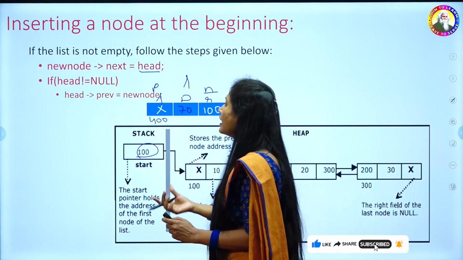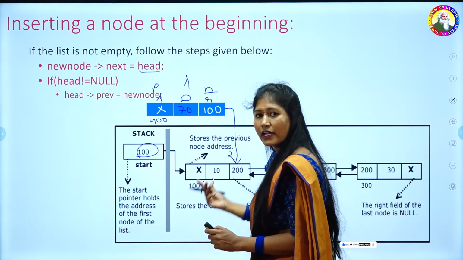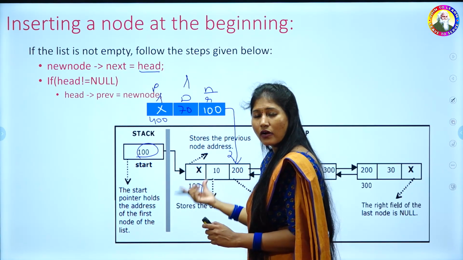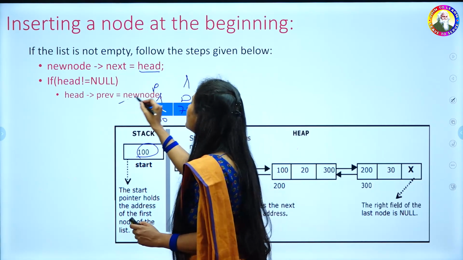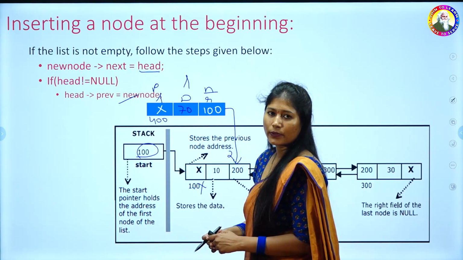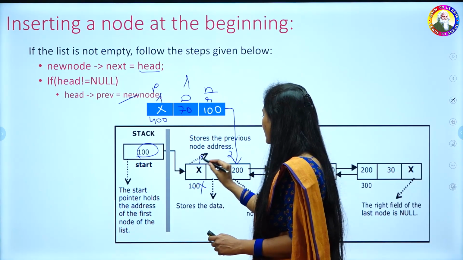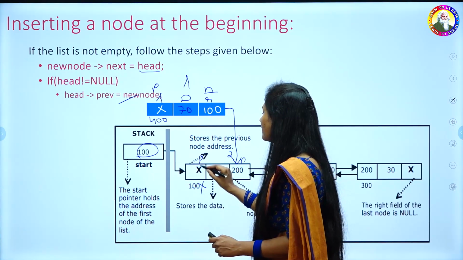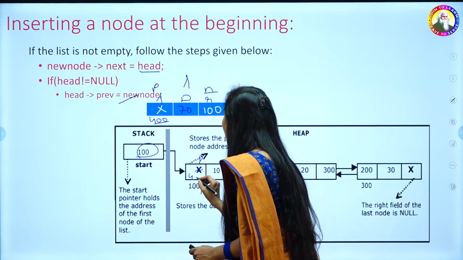So even this node should point to the first element. How can I write that? If head is not equal to null, if this is not the first element, I should change the previous address to the new node, that is head previous equal to new node. Head means 100. 100's previous, this is the previous, this is the next, 100 previous equal to new node, that is 400. Here it is changed to 400.